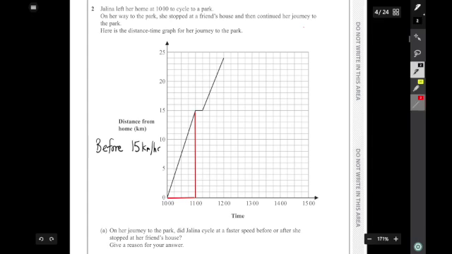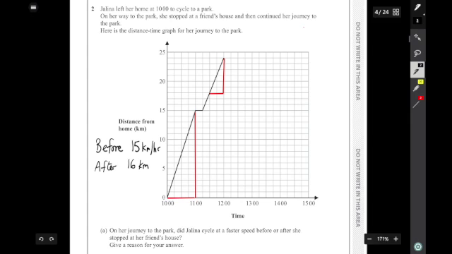Whereas if I compare it with the half hour after she's visited her friend, so let's go from here, that's half an hour, 2 squares, and I can see that she's travelled 6 kilometers in half an hour, which is 12 kilometers an hour. So I'm going to write afterwards she's cycling at 12 kilometers an hour.